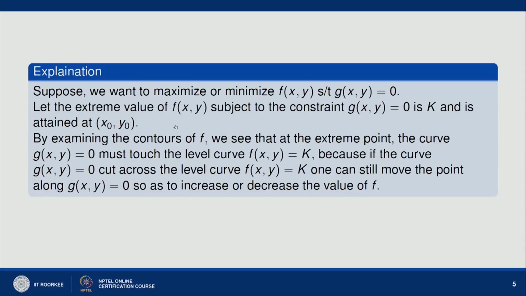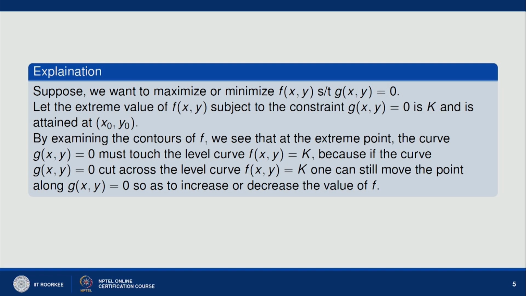Now, let the extreme value of f(x, y) subject to the constraint g(x, y) equal to 0 be k, attained at (x0, y0). By examining the contours of f, we can see that at the extreme point the curve g(x, y) equal to 0 must touch the level curve f(x, y) equal to k. Because if the curve g(x, y) equal to 0 crossed the level curve, then one could still move the point along g(x, y) equal to 0 so as to increase or decrease the value of f.